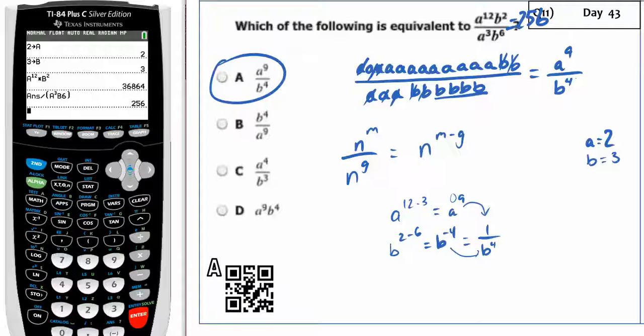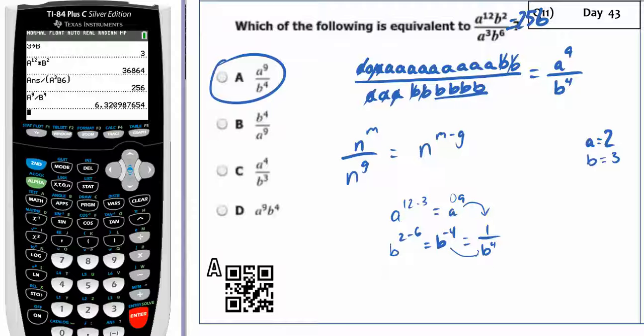256 should also be equivalent to a to the 9th divided by b to the 4th. So alpha a raised to the 9th power, hit the right arrow, divided by alpha b raised to the 4th power. I hit enter, and that didn't work. Why didn't it work? a to the 9th divided by b to the 4th. Let me try with parentheses. Alpha a raised to the 9th power, close parentheses, divided by, open parentheses, b raised to the 4th power, close my parentheses, hit enter. I get the same thing.